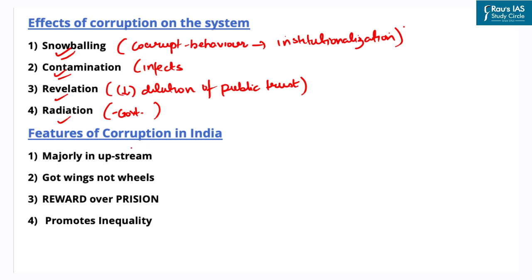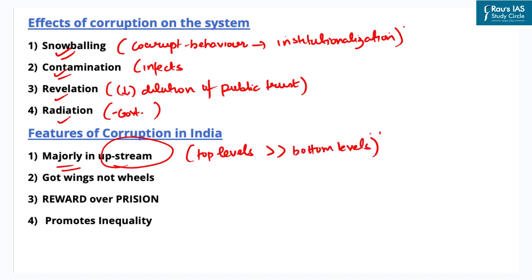The first feature of corruption in India is that it is majorly in the upstream section. The National Commission to Review the Working of the Constitution has analyzed the following features. The first of which is the upstream feature of corruption. That is, the corruption at the top levels is much more when compared to the corruption at the bottom levels. This is also due to the structure of the organization and the disposal of power, which we will discuss later as the reasons behind the corruption.